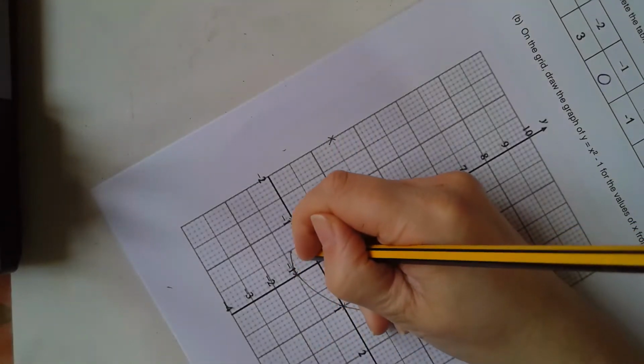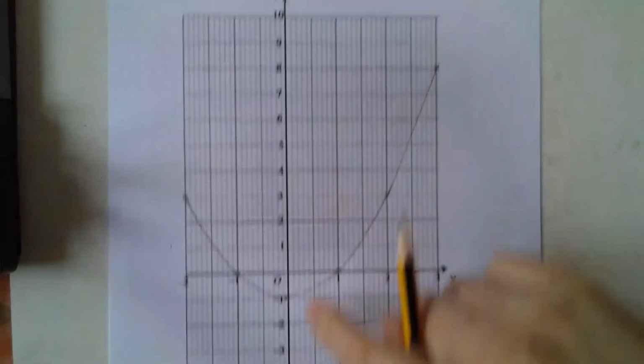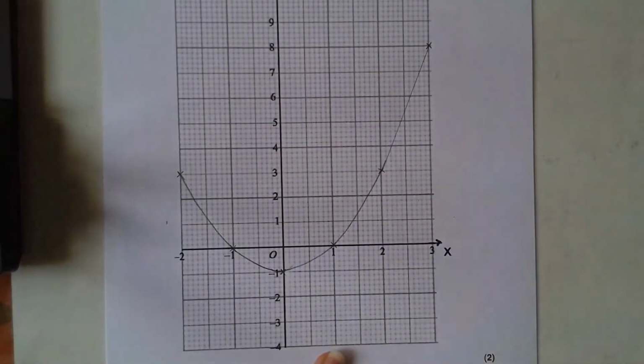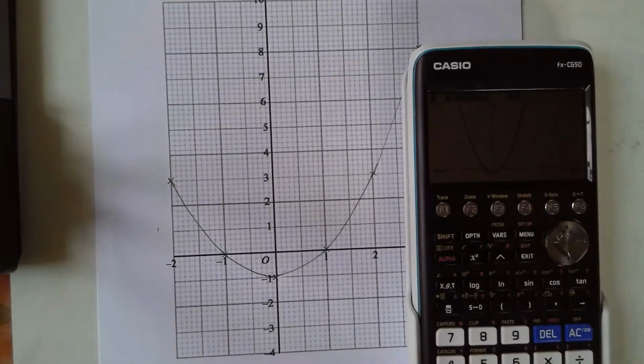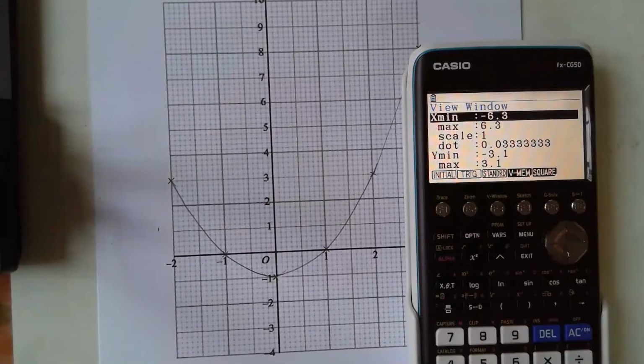Round again. So we have a nice smooth curve with a line of symmetry being the y-axis. Yeah, the scale is different, but it looks like that on here. If you want to change the scale, you can go view window. My favourite one is initial.